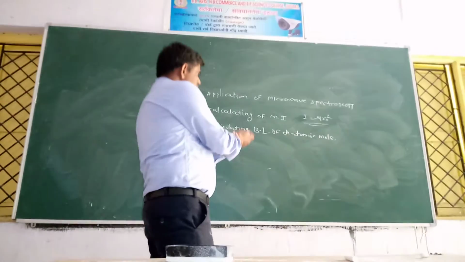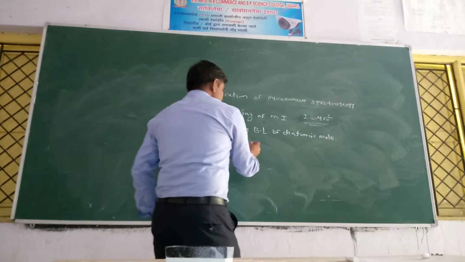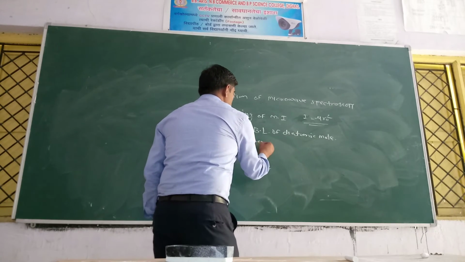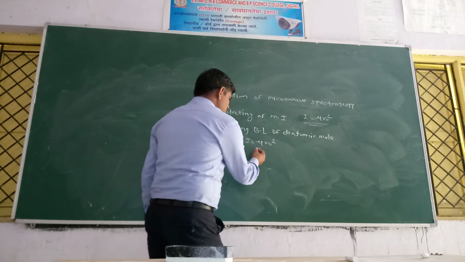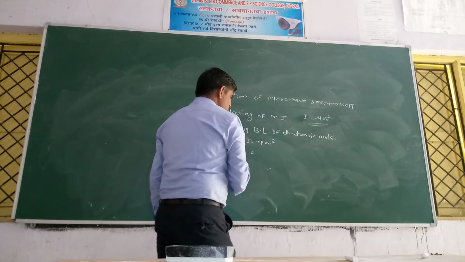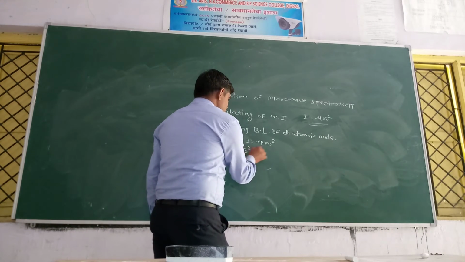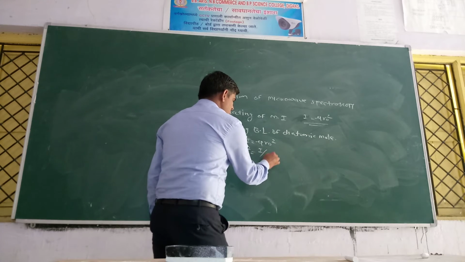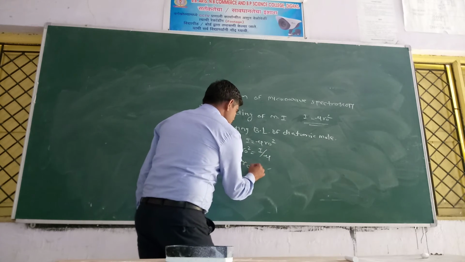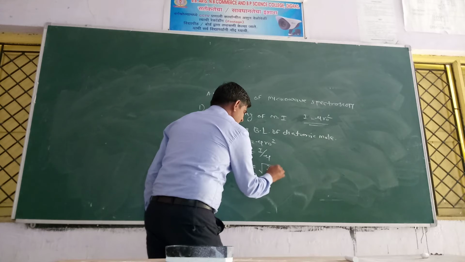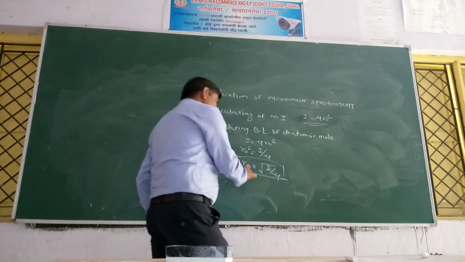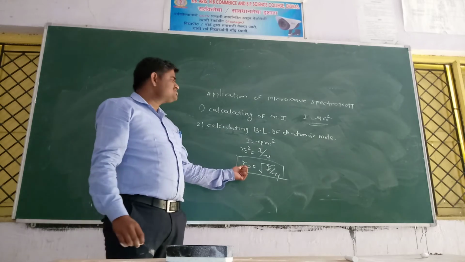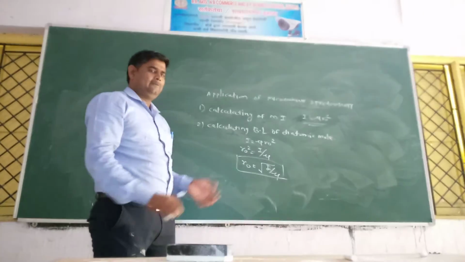Then how to calculate bond length? I is equal to mu r0 square. r0 square is equal to I divided by mu, means r0 is equal to square root of I by mu. Then we can easily calculate bond length or internuclear distance from this formula.